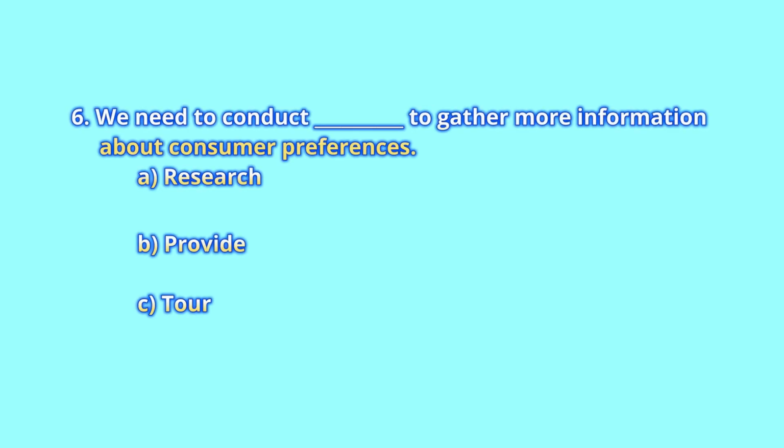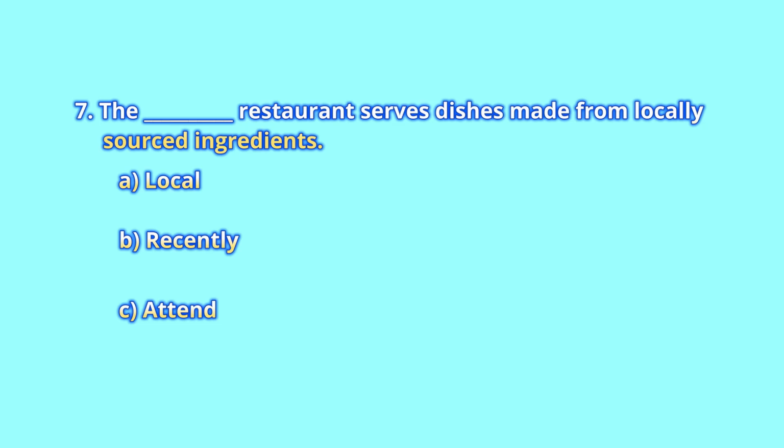We need to conduct to gather more information about consumer preferences. A. Research. B. Provide. C. Tour. The restaurant serves dishes made from locally sourced ingredients. A. Local. B. Recently. C. Attend.